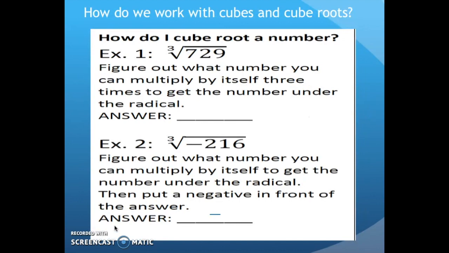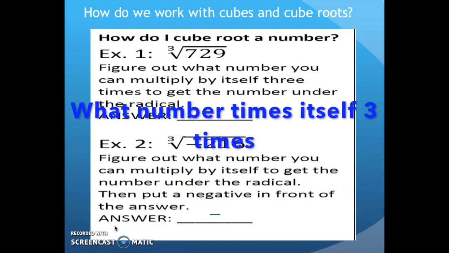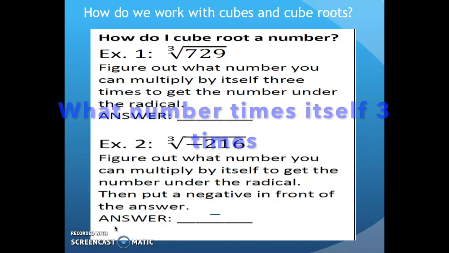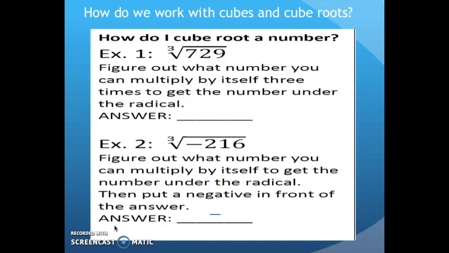Okay, how do I cube root a number? For example, number 1, the cube root of 729. So you're going to figure out what number can multiply by itself 3 times to get the number under the radical. So self, what times itself 3 times will give me 729? And if you say 9, you're correct.